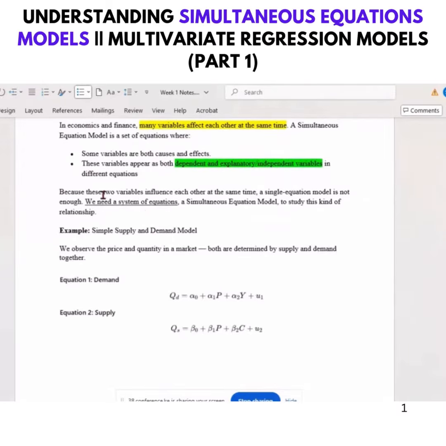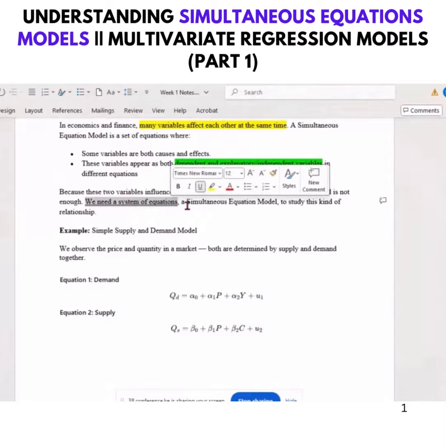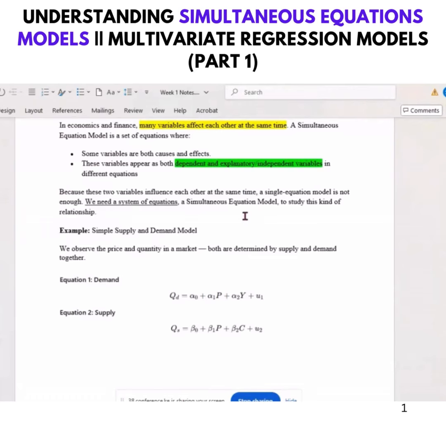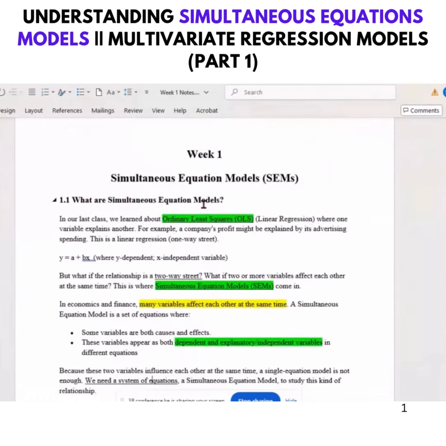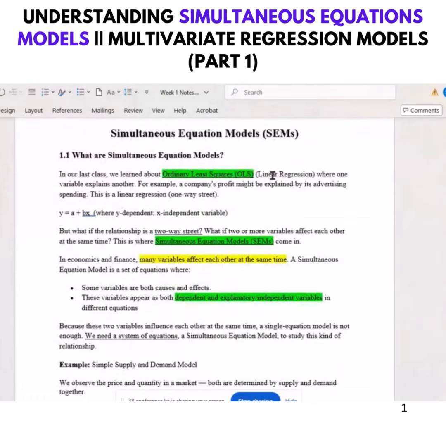So we continue and say, because these two variables influence each other at the same time, a single equation model is not enough. We need a system of equations. So this system of equations is what we are calling the simultaneous equation model. So one thing you should note is that in our OLS model, we were using one equation, this one equation here, because only x affects y.